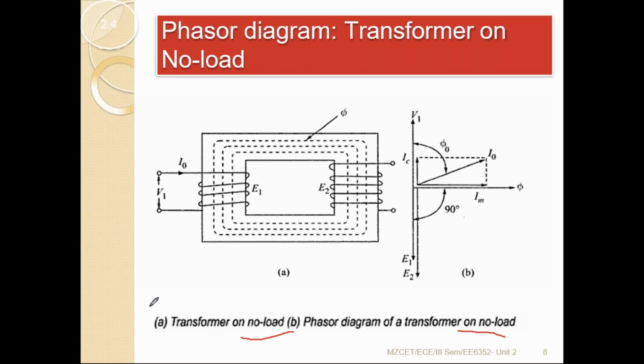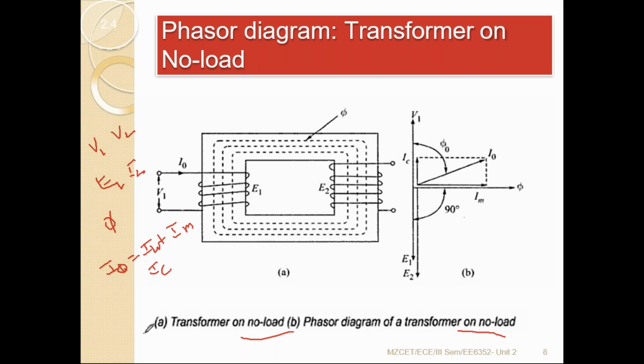Now to draw our phasor diagram, we need some different parameters. Those parameters are V1, V2, E1, E2 and flux, no load current. No load current is a combination of the working component IW and IM. Here IW is also called IC. Okay, so I0, that is the no load current, equals IC plus IM.